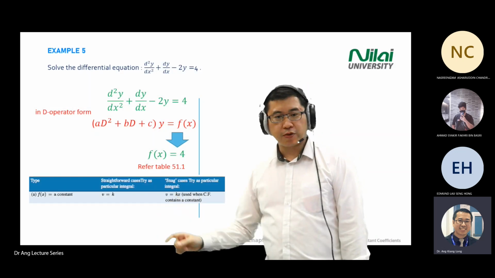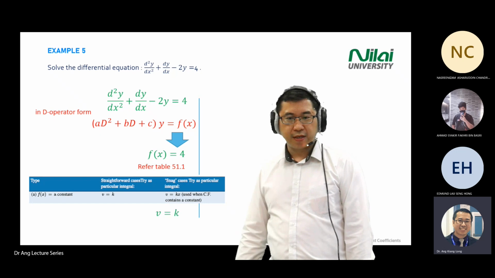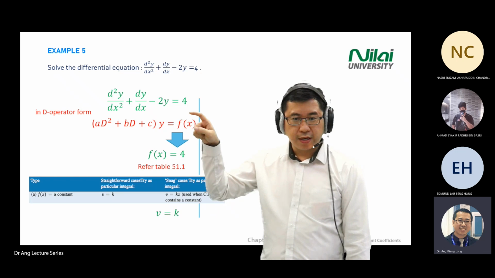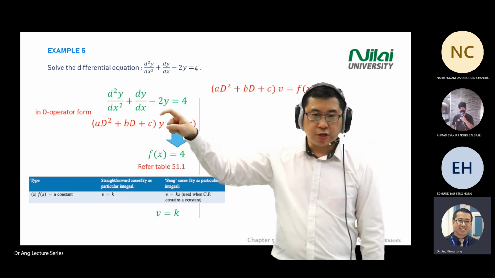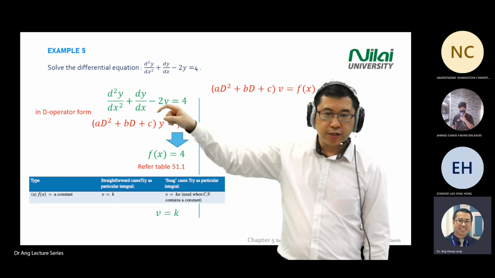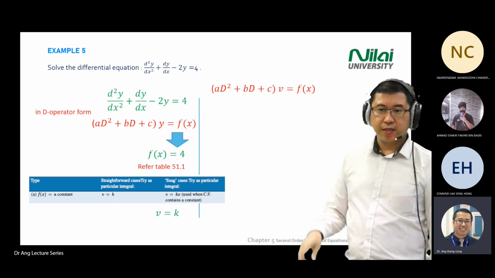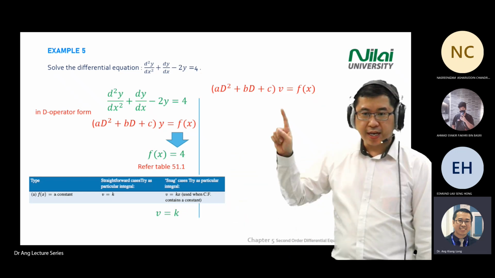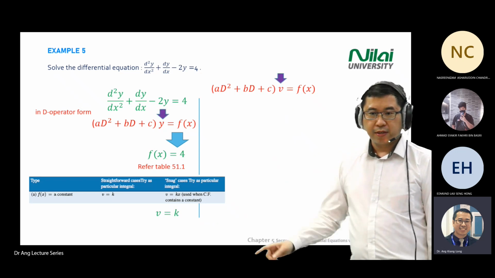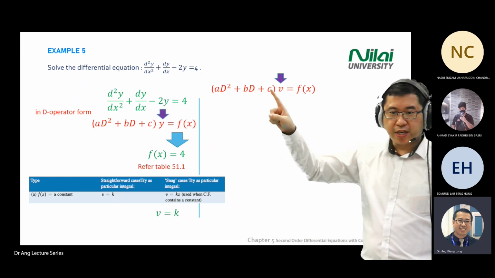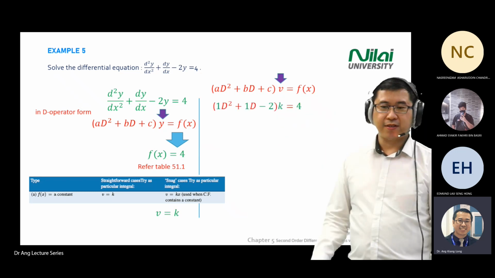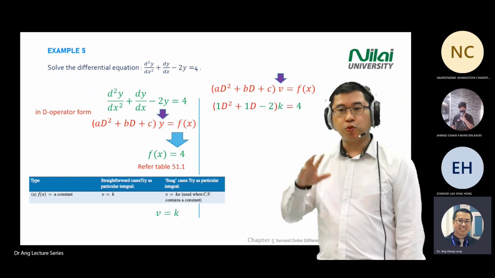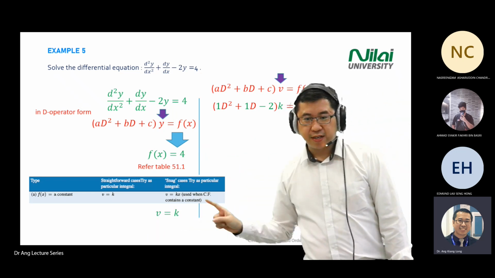After you refer table, you know what is your V. V equal to K. So, how to continue from here? You modify this equation. Change your Y become V. Then you substitute this one. You change, substitute your K inside here. Y become V. V become K. This is the step. Y become V. V become K.